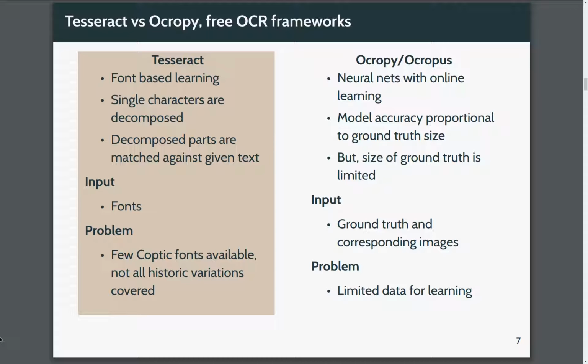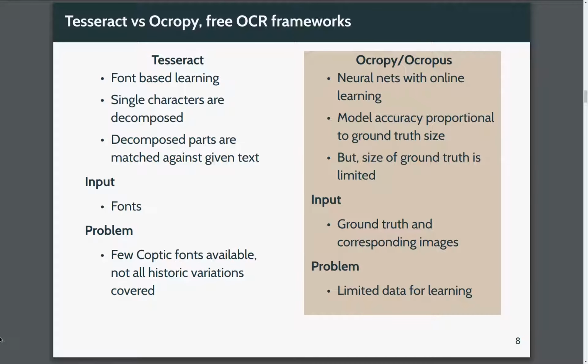Occupy, on the other hand, uses neural nets and online learning to recognize text. And what it needs is the ground truth and the corresponding images. By ground truth we mean that we need a transcribed page and the image of that page. But neural nets get better the more data we have. And in a historical context, we most of the times don't have enough data available, especially if we train on a specific book or a specific language.